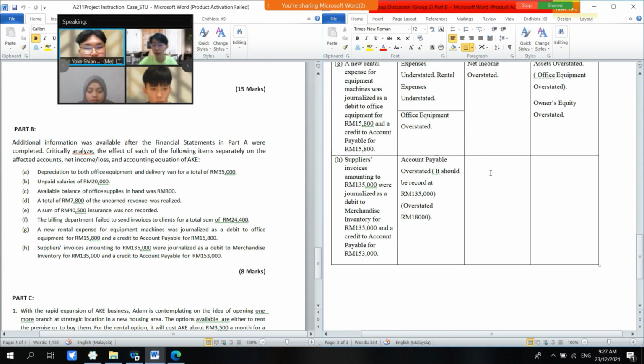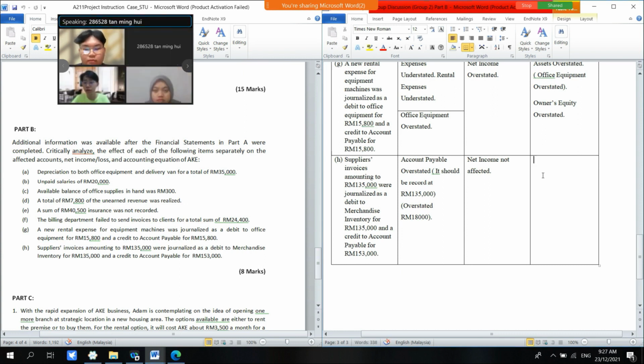And now I think net income is not affected because we don't write any revenue or expenses, right? So net income will not be affected. I will pass to Ming Hui to continue the last one. Liabilities were overstated because accounts payable is overstated.